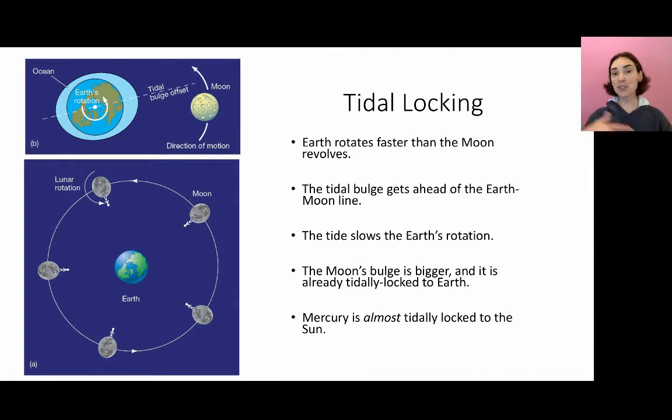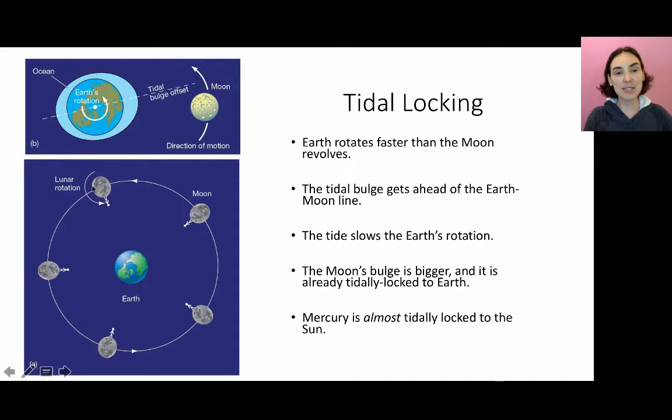And Mercury, for example, is almost tidally locked to the sun because Mercury's orbit is very elliptical and it moves much faster at some points in its orbit and much slower at other points of its orbit. Its rotation is more complicated, and so it actually rotates twice for every time it revolves, but it's kind of almost tidally locked. And most of the moons in our solar system are already tidally locked to their planets.